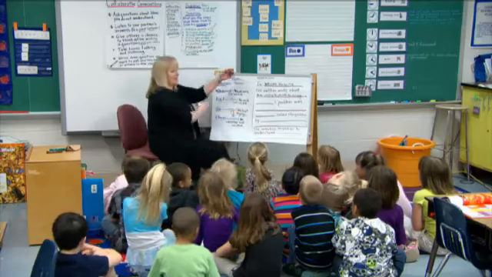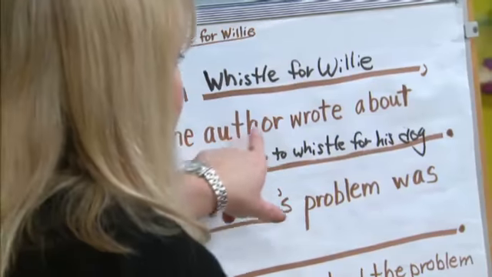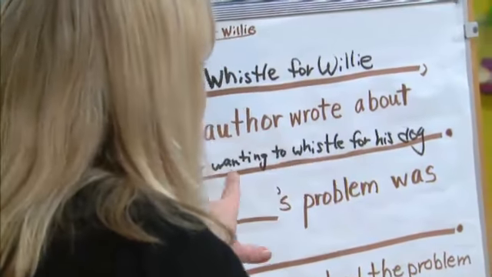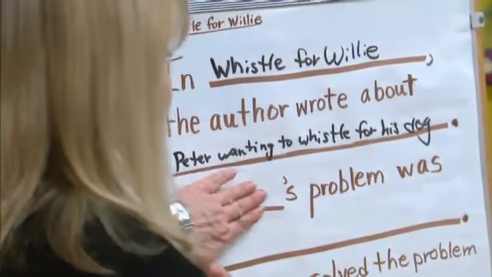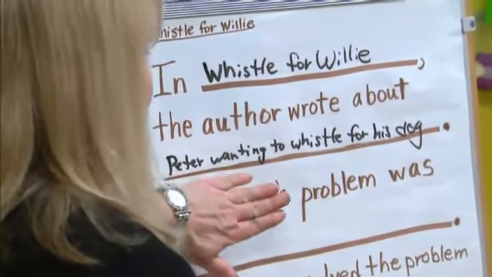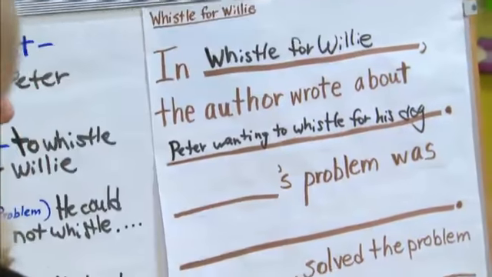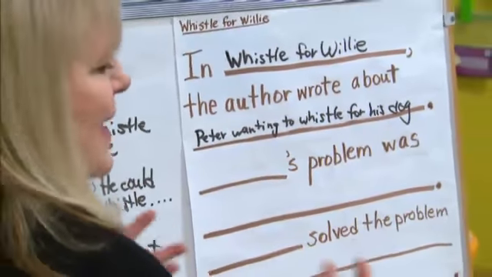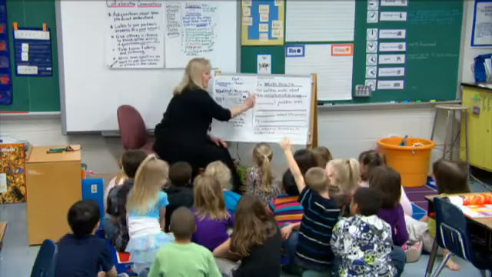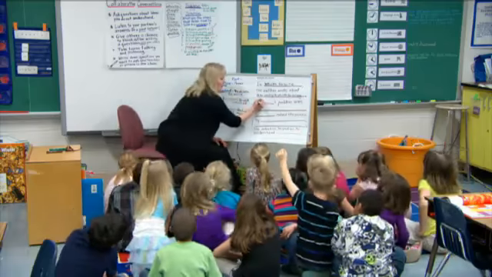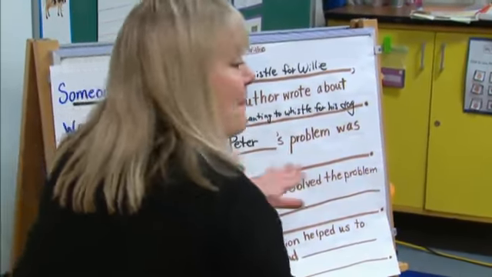So let's reread this again. In Whistle for Willie, the author wrote about Peter wanting to whistle for his dog. Okay, so let's read with the blank. Blank's problem was blank. Oh, so we're gonna have to really think. What would we write there? Blank's problem. Now we can fill this part in together. Peter's problem, right. Peter's problem was.